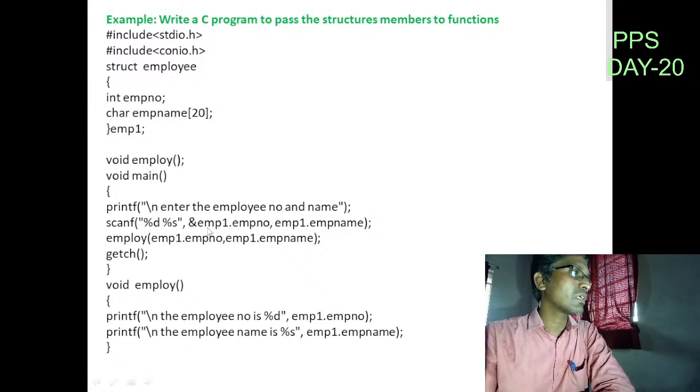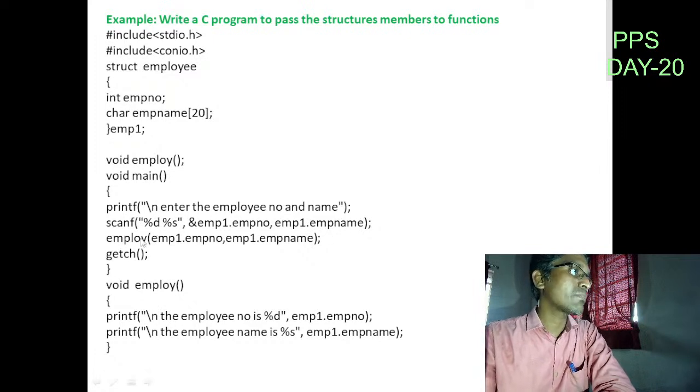So with the help of the scanf function, it is the address of emp1. It is a structure variable followed by the dot operator and followed by the structure member, that is emp number, comma, and name is a string data type. So that's why I'm not going to use the address operator here. So emp1 dot followed by emp name.